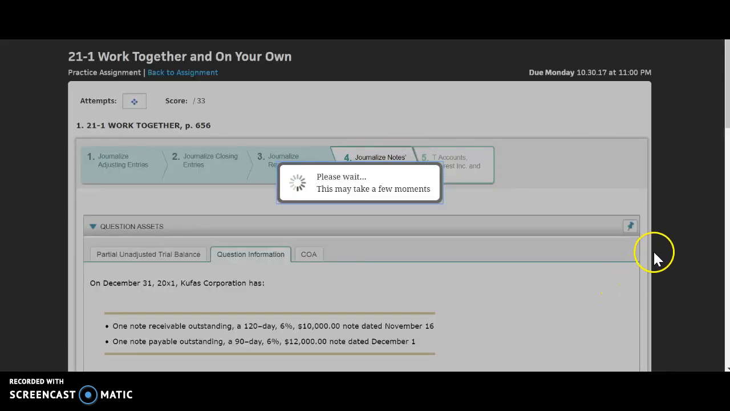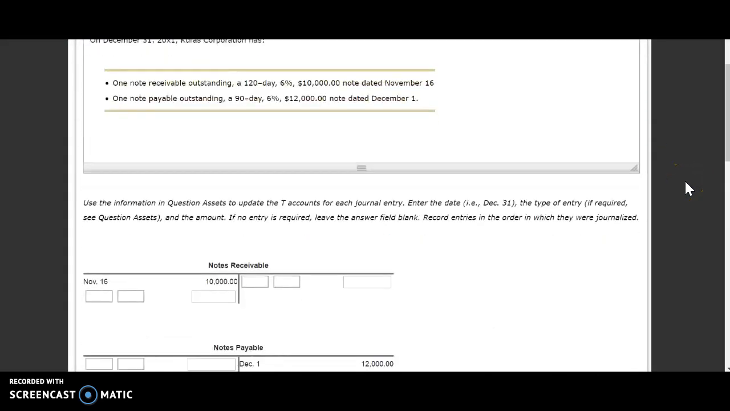Moving on to our last step, step 5. It says use the information in question assets to update the T accounts for each journal entry. Enter the date, the type of entry, and the amount. If no entry is required, leave the answer field blank. Record entries in the order in which they were journalized.